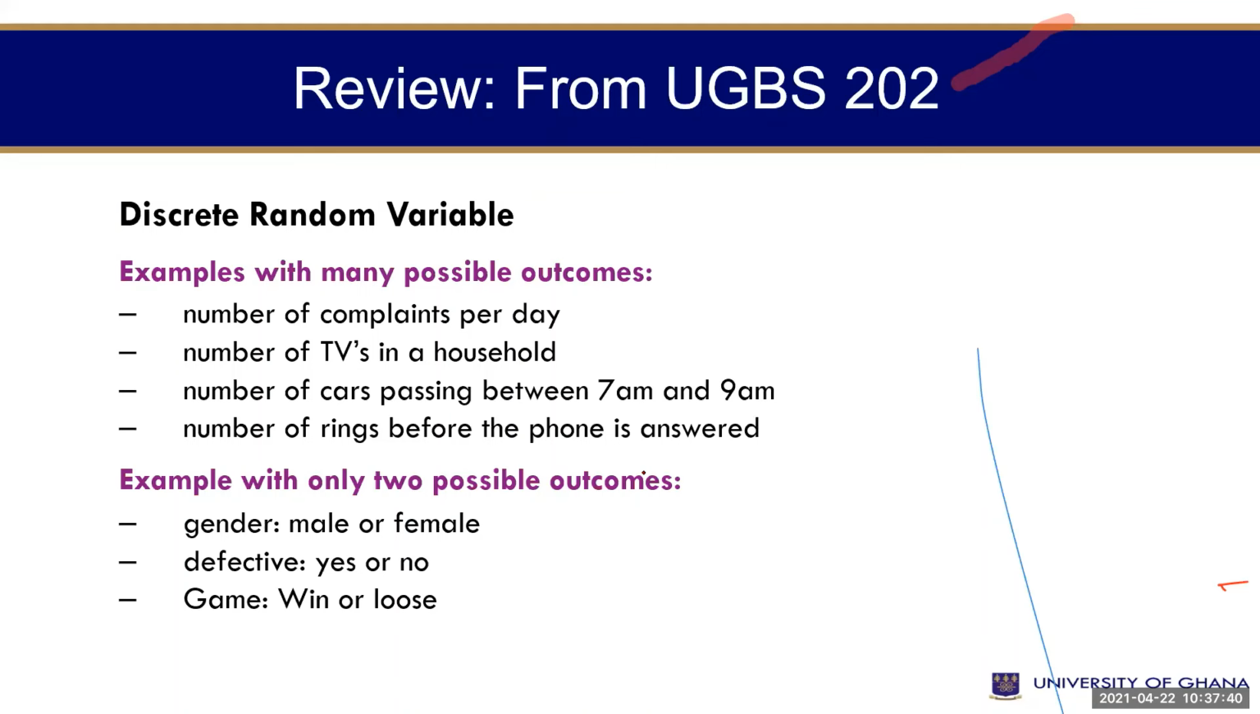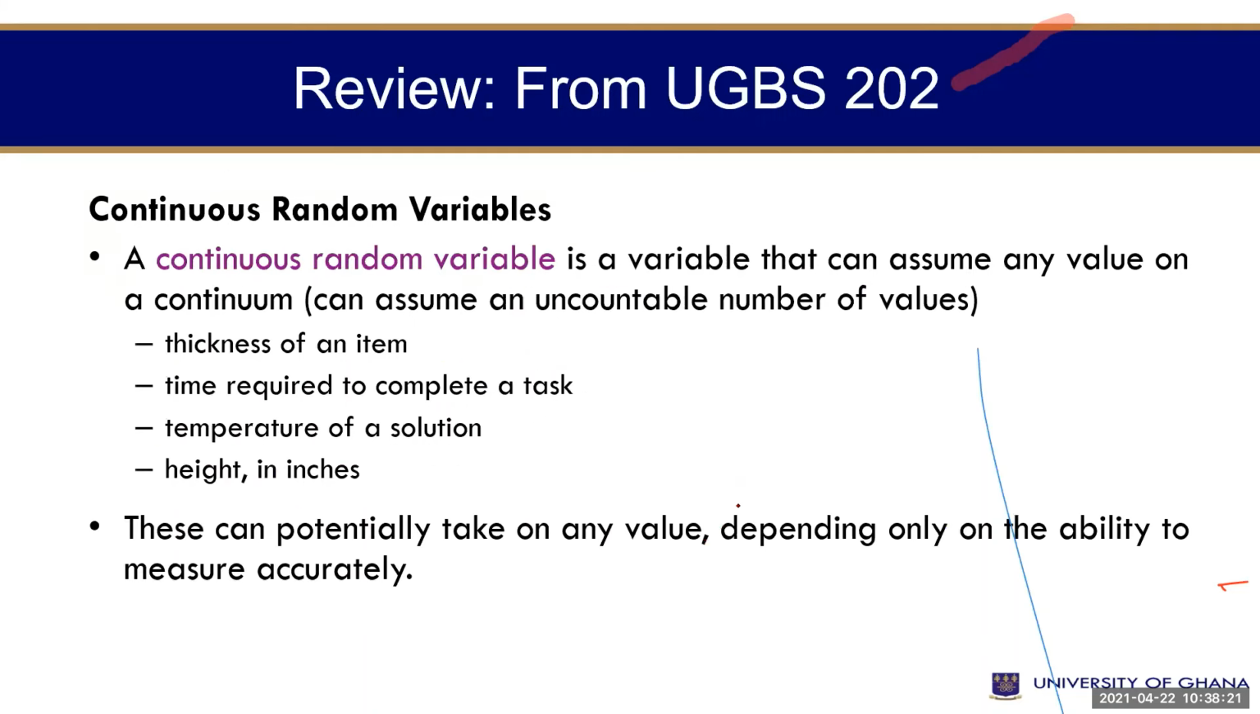You can also have discrete random variables with only 2 possible outcomes. This is where we'll be having our discussion mostly. If I say we are looking at gender, there are only 2 possible outcomes: either male or female. Even those who say they are something else, they still classify themselves as male or female. For a defective product, we may either have a yes or a no. Then in a game, there is either a win or a lose. So 2 possible outcomes can occur. And we may also look at continuous random variables, which, as we said, can assume an uncountable number of values. Here is where we can look at numbers that take the form of decimals and fractions.